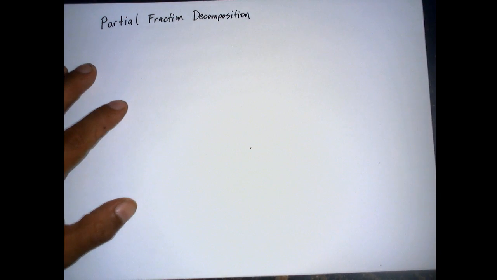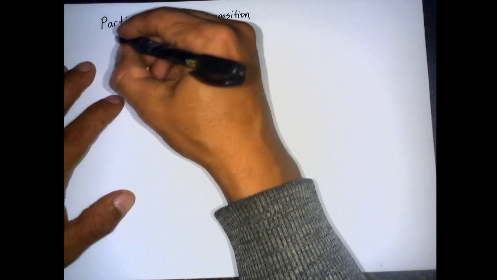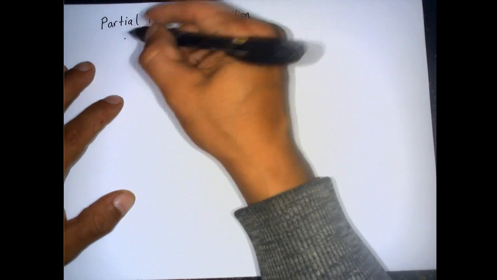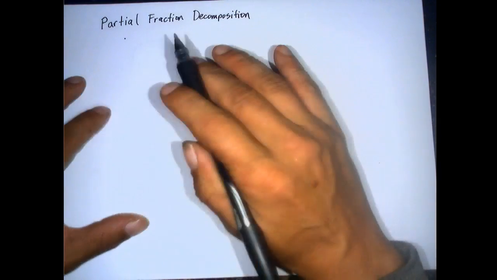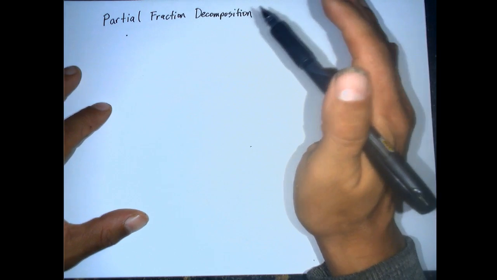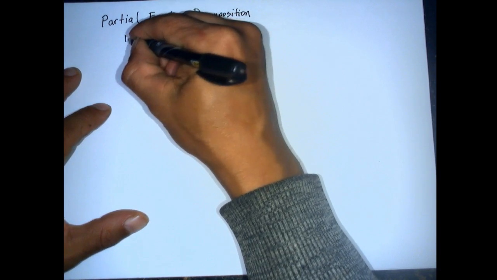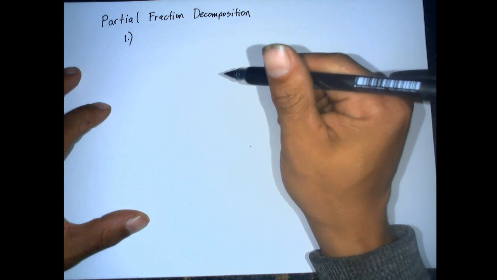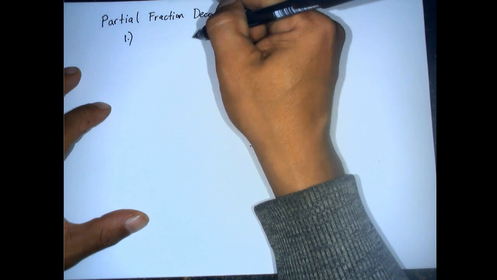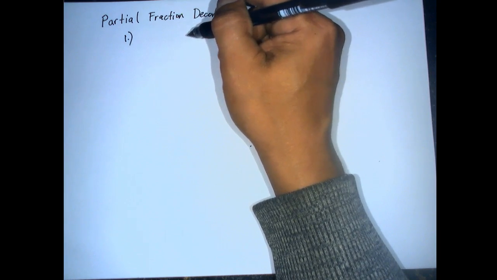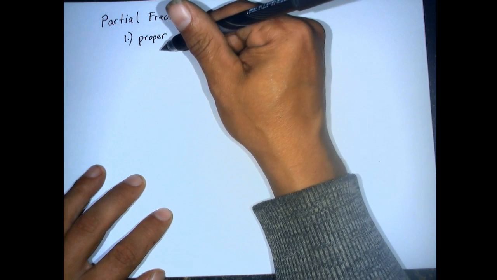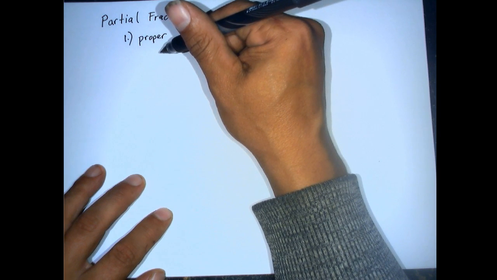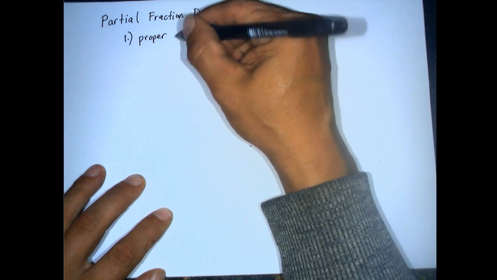Okay, and let's talk about some of the key things when we're going to have to use partial fraction decomposition. There's two key situations where you're going to use this, or you have to have this situation in order to use it. If not, you need to use another method. And one, we need to have a proper rational expression.